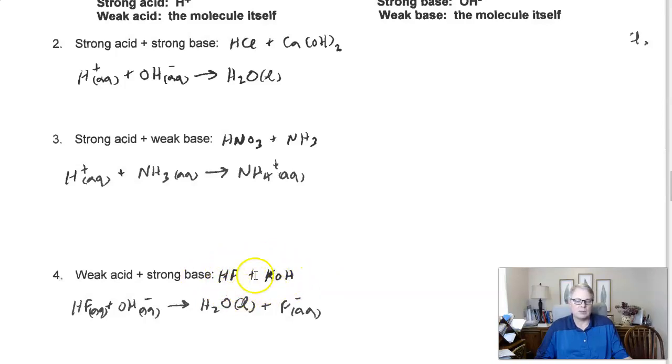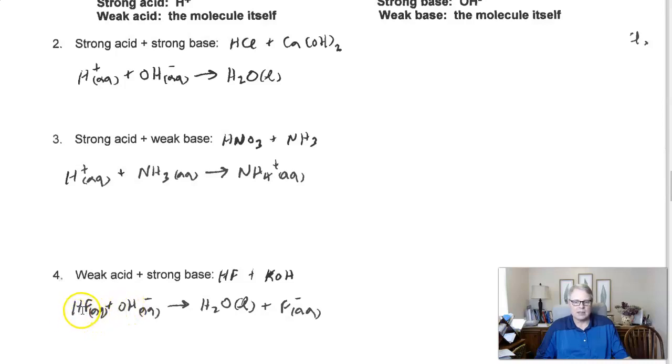So HF, what's the reacting species? Well, HF, because it's a weak acid, and the reacting species is the molecule itself. Okay, potassium hydroxide, that's a strong base. What's the reacting species? OH minus, because the reacting species for a strong base is OH minus. So I'm going to write that down. So now I got to figure out how they go together.